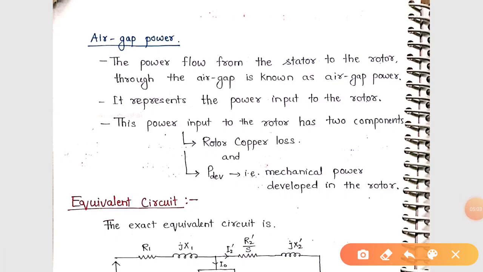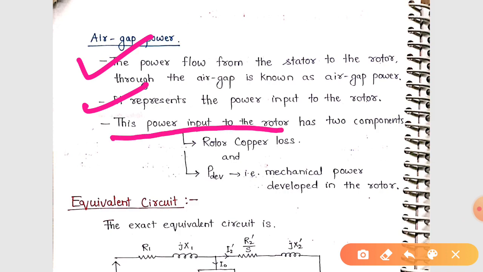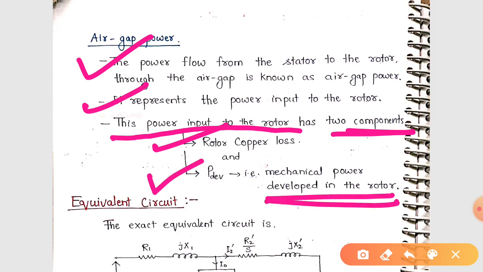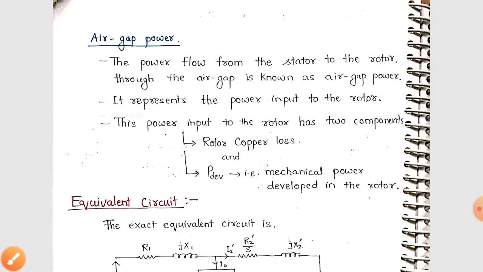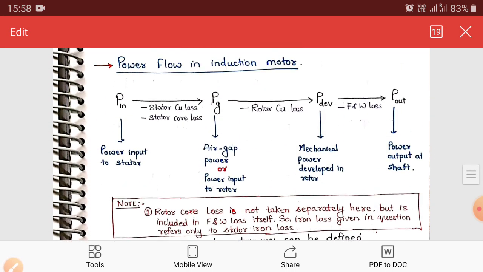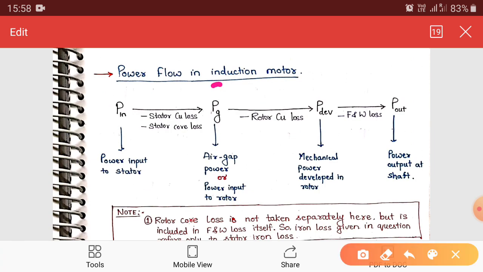Now the air gap power is the power which flows from the stator to the rotor through the air gap, and it represents the power input to the rotor. Now the power input to the rotor, or the air gap power, has two components. One is the rotor copper loss and the other one is the power developed, or the mechanical power developed in the rotor, as we have already seen on the previous page.